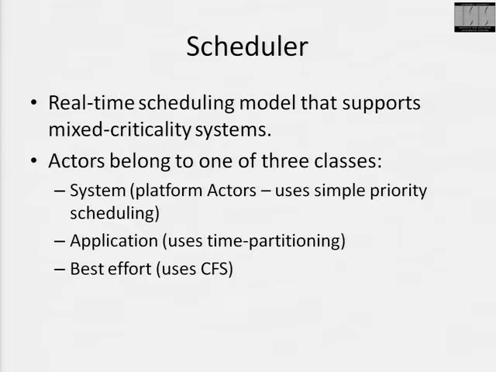And then we also have support for the lowest level class, best effort. These best effort tasks run when there are no critical tasks, when there are no temporal partitions that need to run. And this uses the Linux Completely Fair Scheduler. So we map that down to the CFS. But the time partitioning, again, is something that's specified in your architecture model at design time. And the schedule can be automatically calculated for you as well. We have tools to do that.